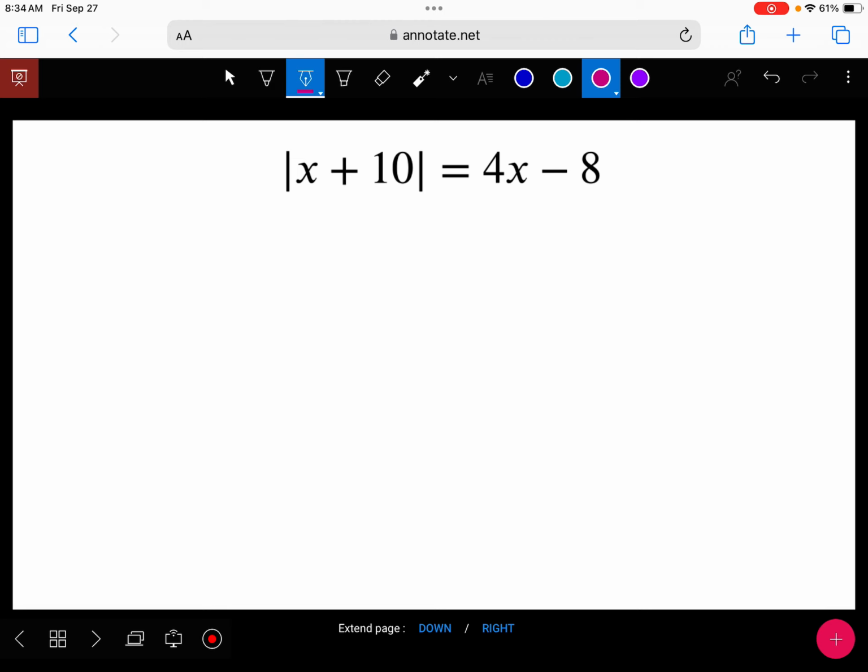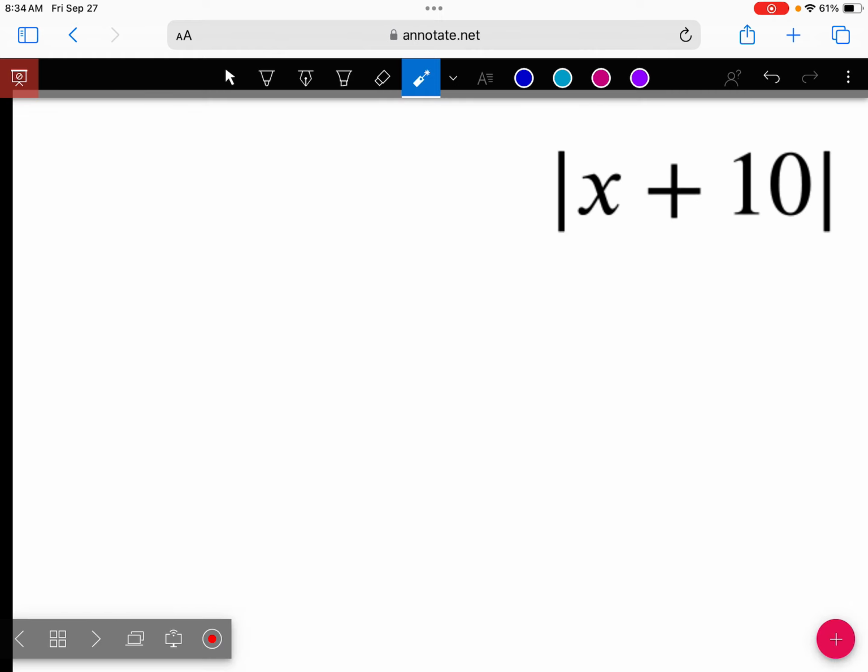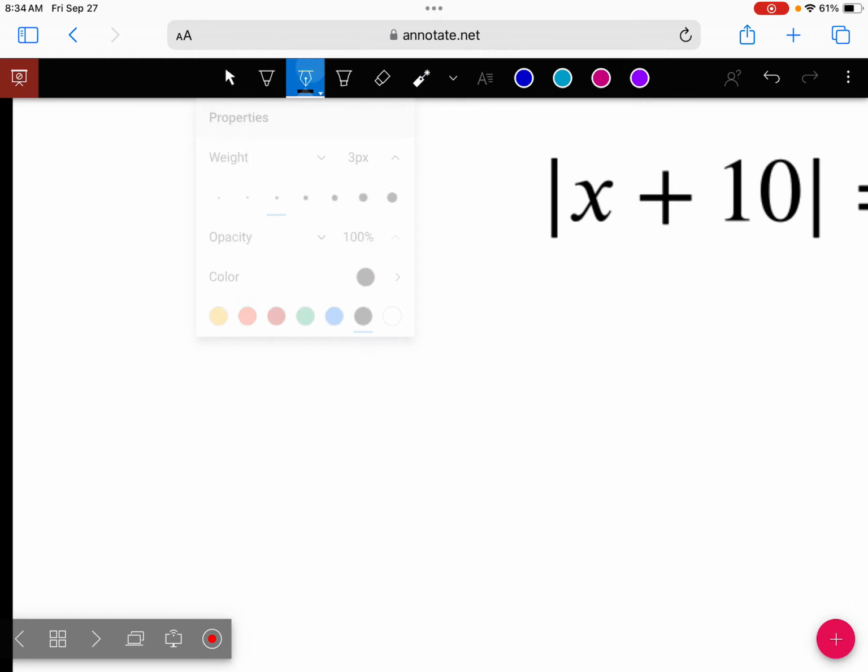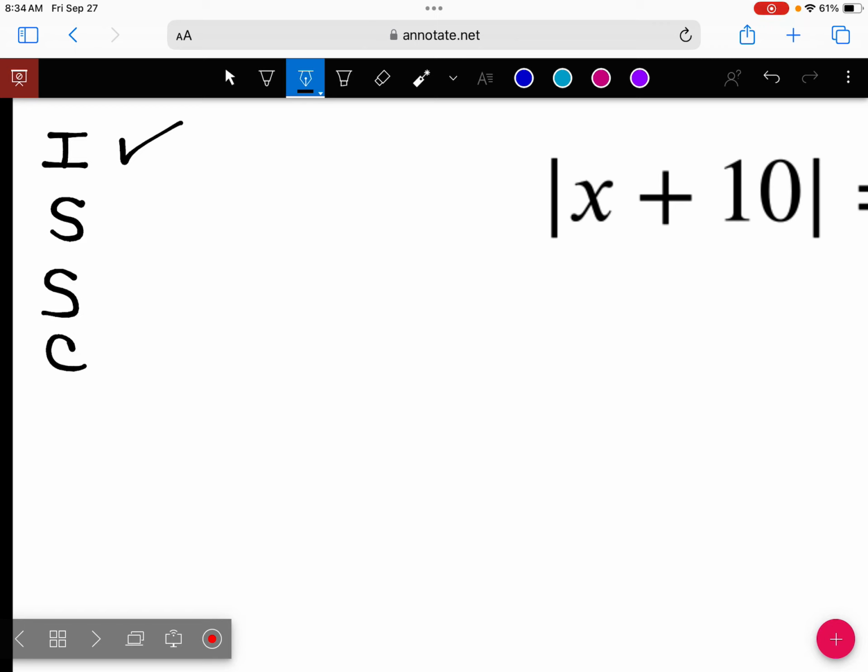So, what's my first step going to be? Do we need to do anything to isolate it? My absolute value is already by itself, so we do not have to do any steps to isolate it. I'm just going to not write out all the words, just put initials. So isolate, it already is. So we're ready to hop straight into splitting.